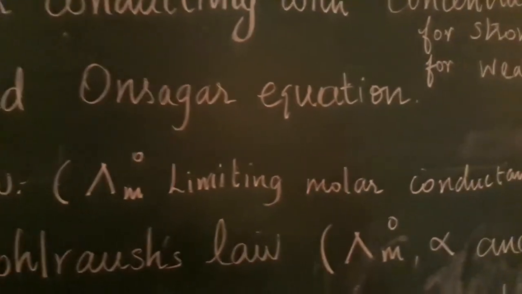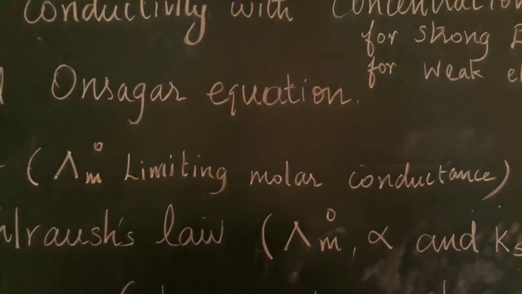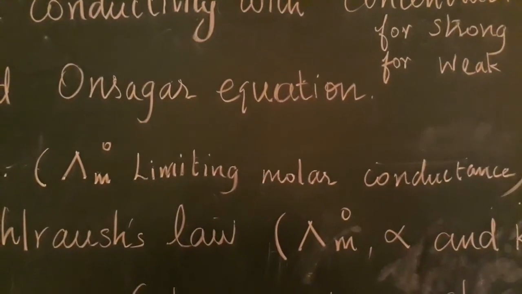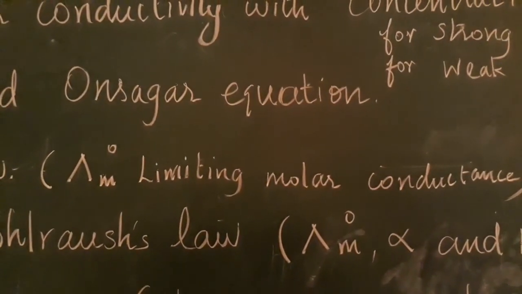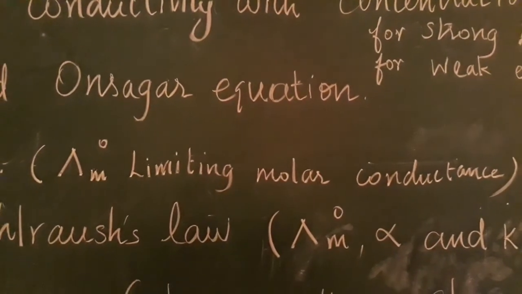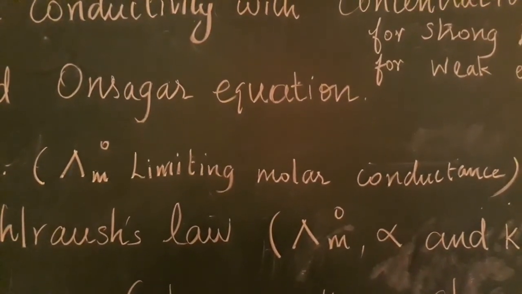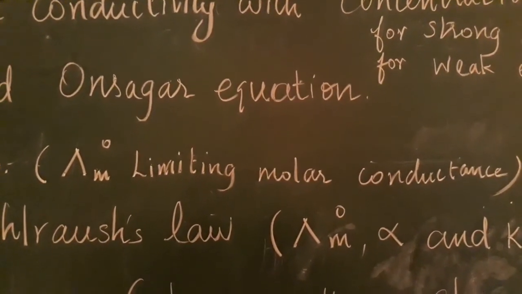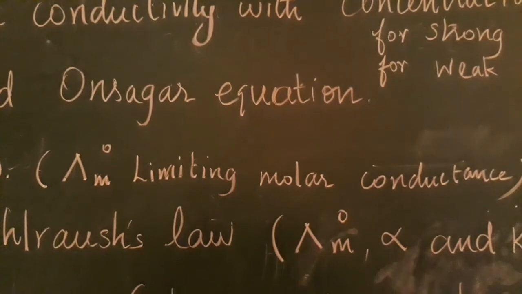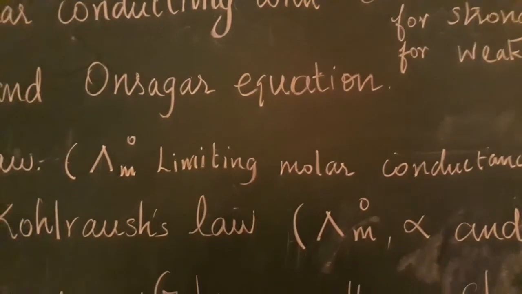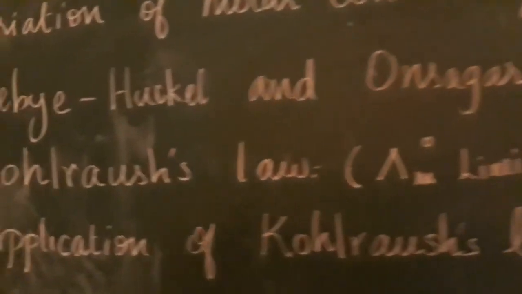Limiting molar conductance. What does limiting molar conductance mean? With dilution, whenever water is added, the weak electrolyte, which is partially dissociated, becomes fully dissociated as ions. That is called infinite dilution, and the molar conductance at infinite dilution is called the limiting molar conductance. It is the basis for Kohlrausch's law.